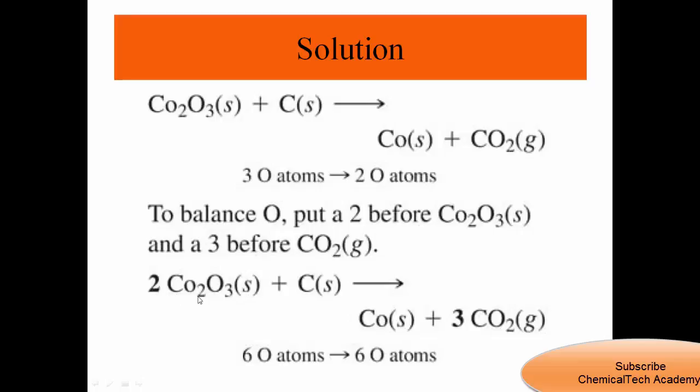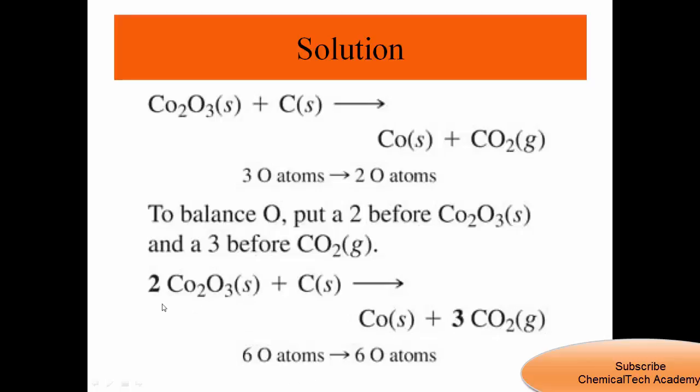So we get 2 Co2O3 plus C. On the right hand side we have CO plus 3 CO2. So number of oxygen, we have 6 here and we have 6 here too. So it's balanced in terms of oxygen.